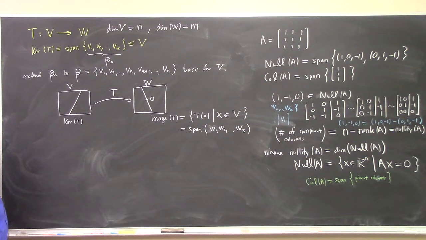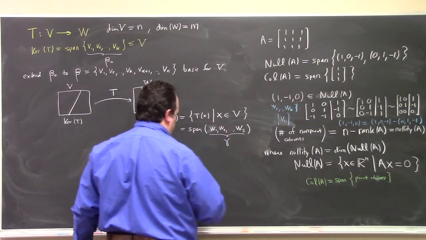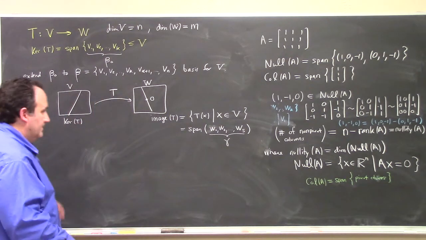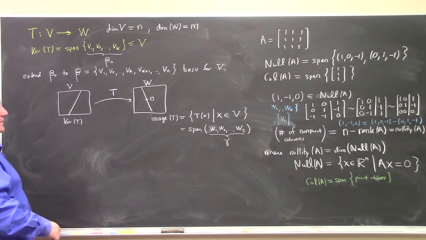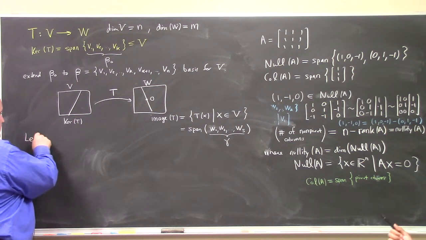So what do you propose if we call this thing gamma? Do you have any intuition for how we can build a basis for the image? For the image? Yeah. And that's the span of all of W?